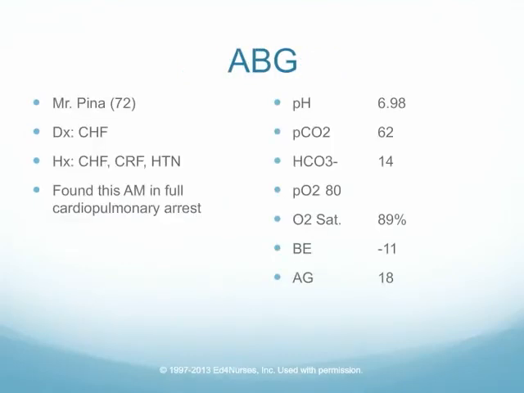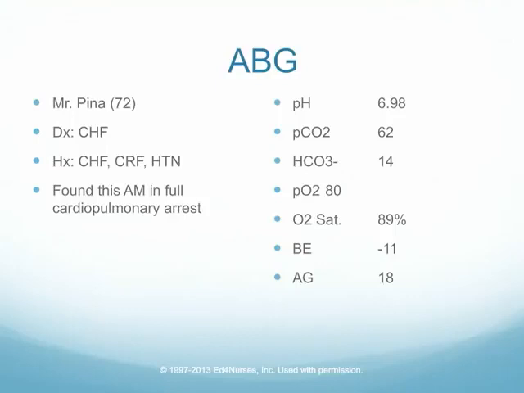So let's take a look at an example here of an arterial blood gas. Here we have Mr. Pina. He's 72 years old. He has a diagnosis of congestive heart failure. His history is heart failure, renal failure, hypertension, found this morning in a full cardiopulmonary arrest. So they take a blood gas on him. They find that his pH is 6.98. He has a CO2 of 62, bicarb of 14, PO2 of 80, oxygen saturation 89%, base excess minus 11, and an anion gap of 18. So let's go through each one of those values and talk about what they mean.